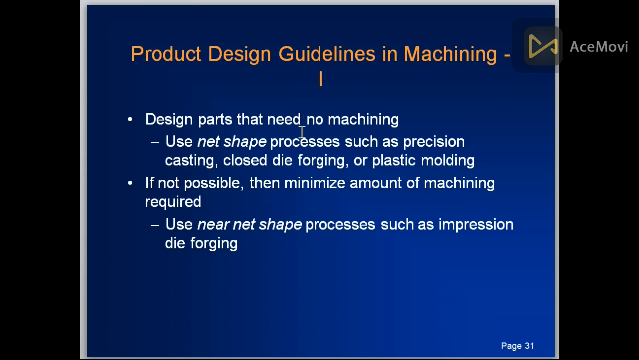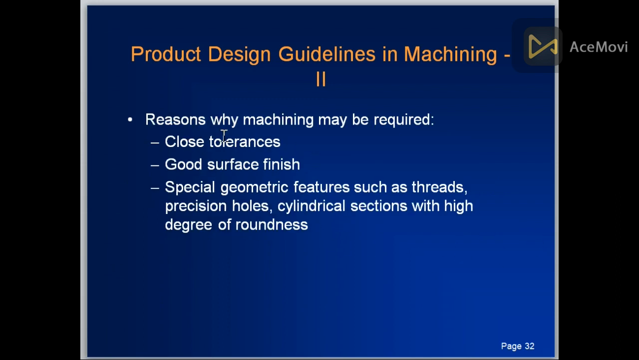Product design guidelines in machining. Design parts that need no machining. Use net shape processes such as precision casting, closed die forging, or plastic molding. If not possible, then minimize the amount of machining required. Use near net shape processes such as impression and die forging. Reasons why machining may be required: close tolerances are required, good surface finish is required, or special geometric features such as threads, precision holes, and cylindrical sections with a high degree of roundness are required.